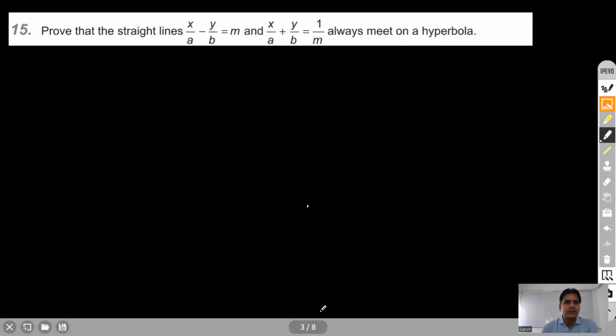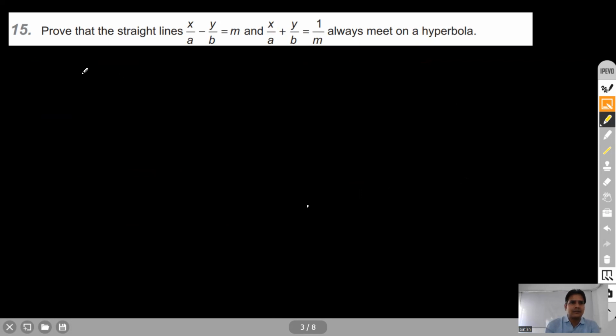Now let's take this 15th one. Prove that the straight lines x upon a minus y upon b equal to m and x by a plus y by b equal to 1 by m always meet on a hyperbola. Okay, so eliminate this m and you will get the locus, right, of that intersection.